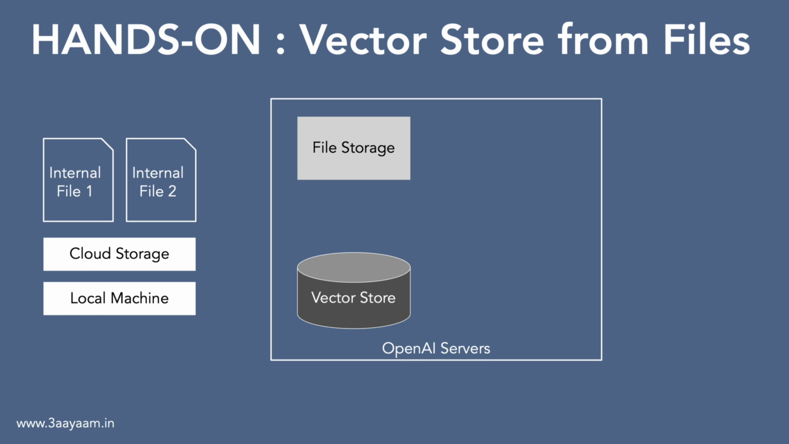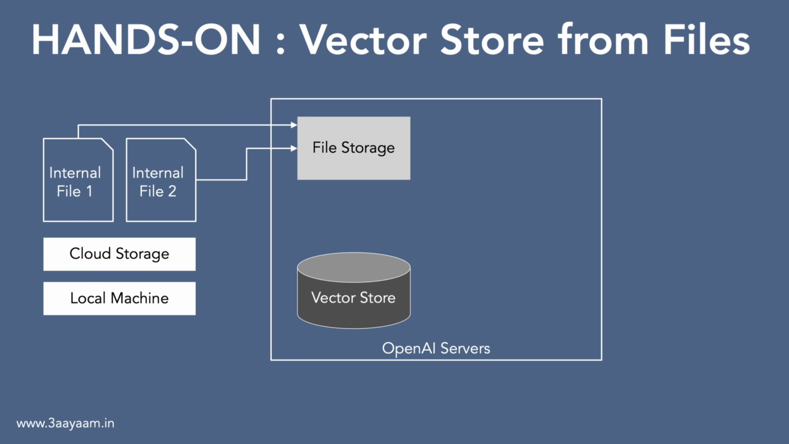Now, as per the process, we'll have to upload these internal files to OpenAI's file storage. So these are internal files, we'll have to upload them to the file storage. Now, once it is uploaded, let's say it is a PDF file or a document or a Word doc, it can be anything. The files should be uploaded as is. The files will not be changed. So the file storage would contain the raw files with the raw data.